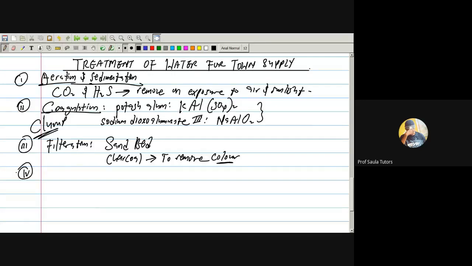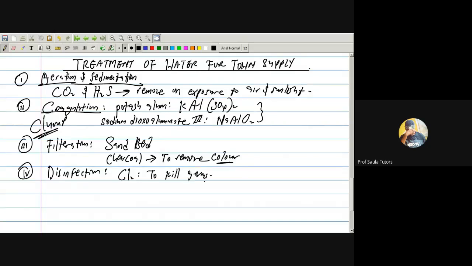The next one is disinfection. Now, this is where we want to kill germs. Now, pay attention. For us to kill germs, we add chlorine. Chlorine is added to kill germs.